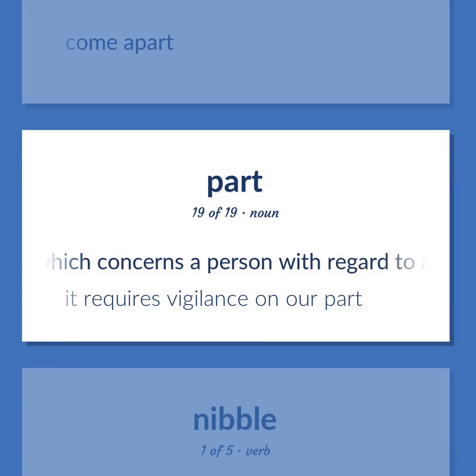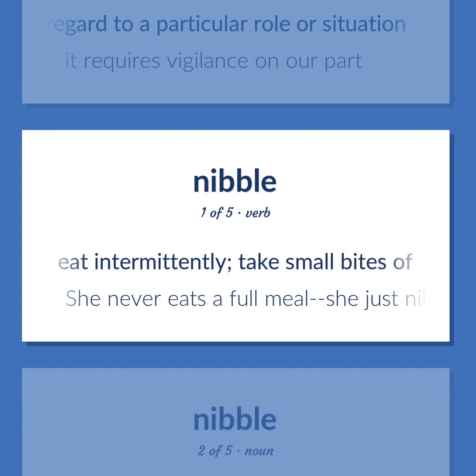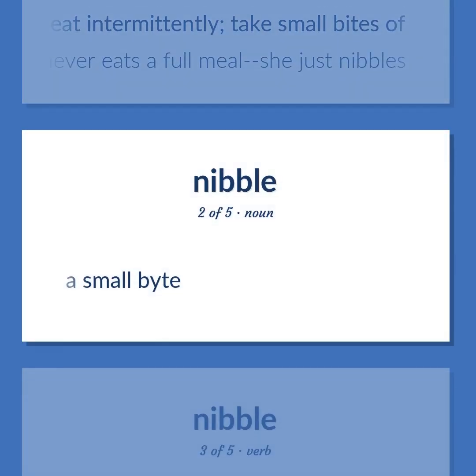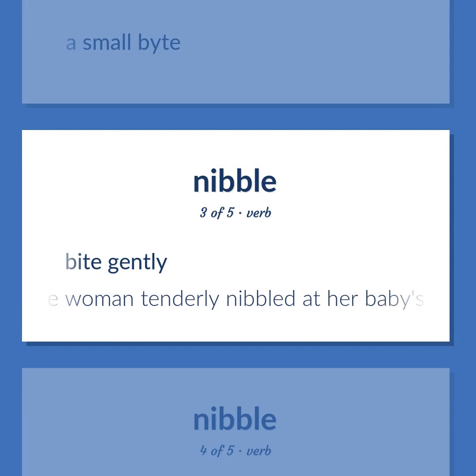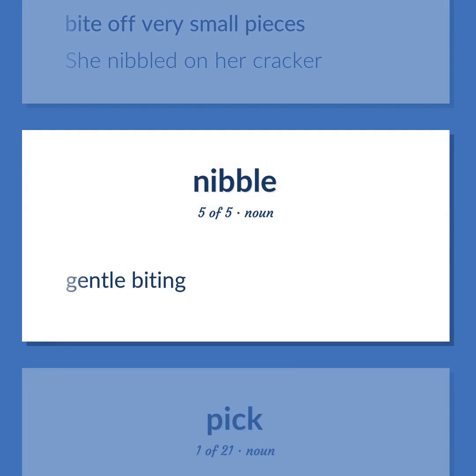That which concerns a person with regard to a particular role or situation. It requires vigilance on our part. Eat intermittently. Take small bites of. She never eats a full meal, she just nibbles. A small bite. Bite gently. The woman tenderly nibbled at her baby's ear. Bite off very small pieces. She nibbled on her cracker. Gentle biting.